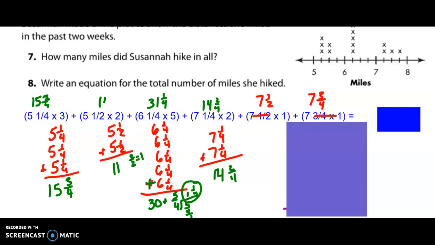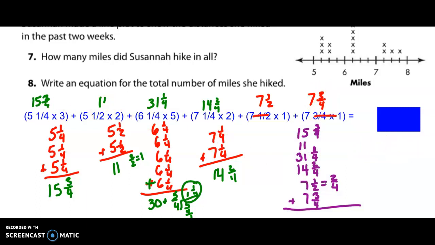So when I added 5 and 1/4 3 times, it was 15 and 3/4. 5 1/2 plus 5 1/2, well, 1/2 and 1/2 is 2 halves or 1, and 5 plus 5 is 10, so put that together for 11. 6 and 1/4, you end up with 30 plus 5/4, or a final answer of 31 and 1/4. 7 and 1/4 times 2 is 14 and 2/4, and then we already had our 7 1/2 and 7 and 3/4.